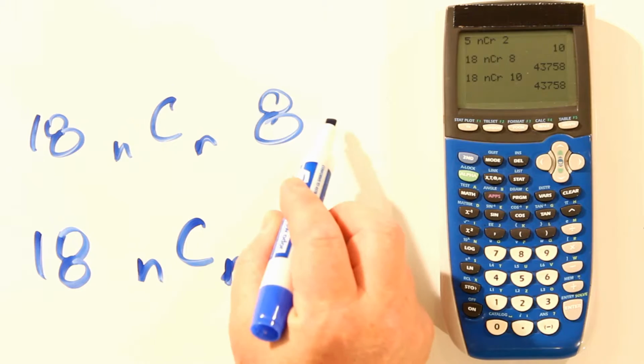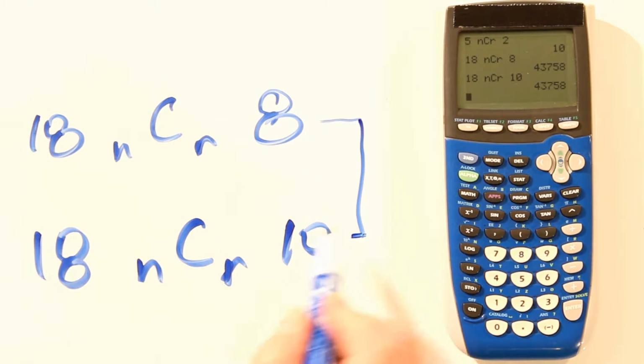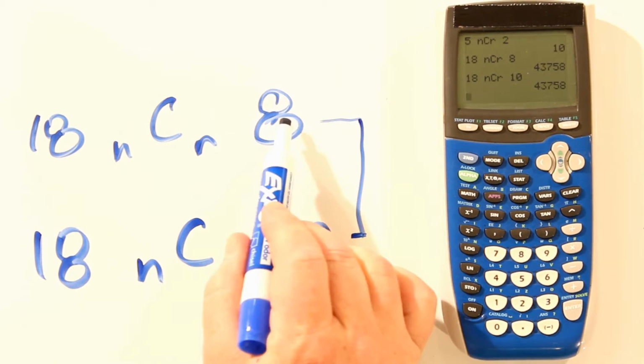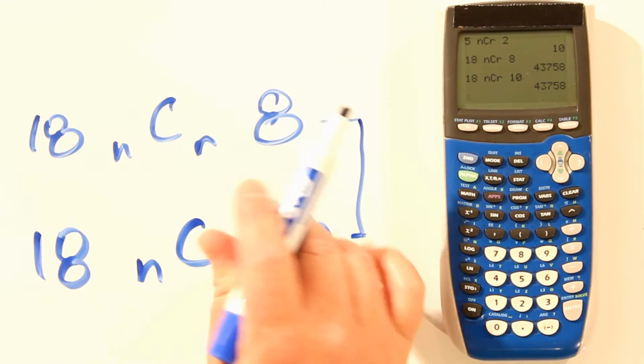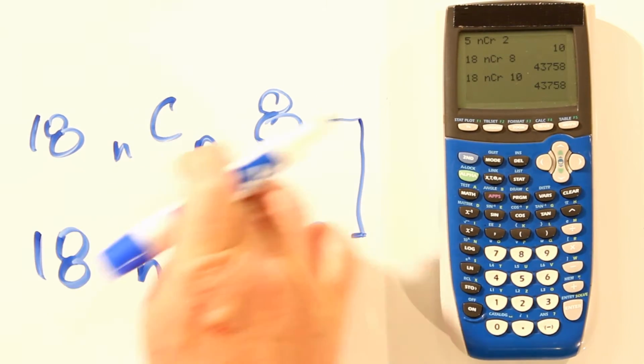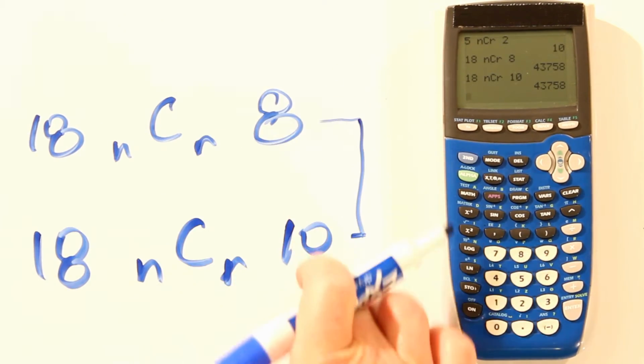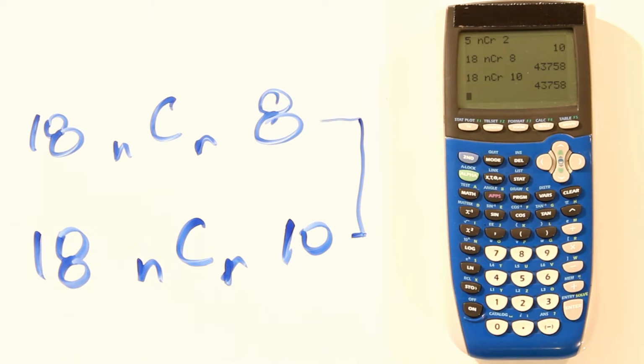And the reason is anytime this number plus this number equals n, in other words, this is your r, this is your r, the numbers are interchangeable. 18 nCr 8, 18 minus 8 is 10, 18 minus 10 is 8.